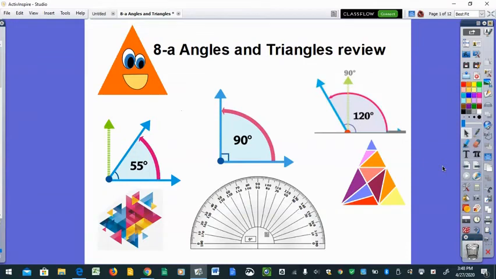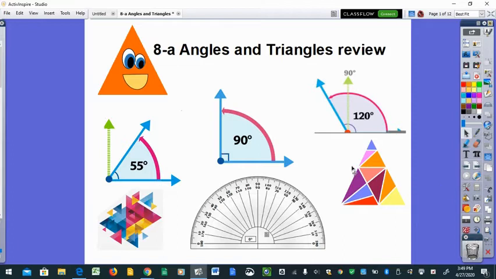Today we're going to continue with some geometry, but we're going to be moving away from the idea of volume and area and things that we were doing in our last unit. And we're going to start this unit by taking a look at some angle relationships. And I thought today we would start by doing a review of some of the things we did in 7th grade regarding angles and triangles.